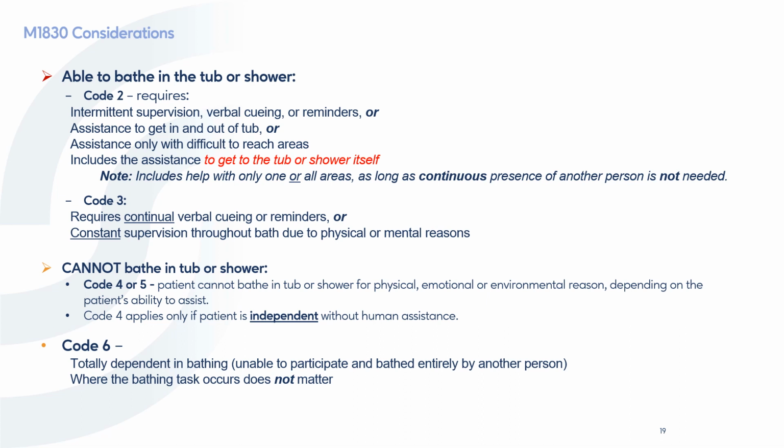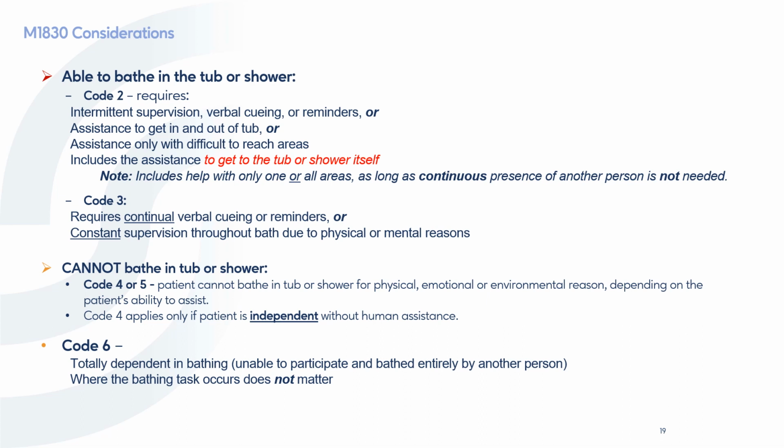Now, if they cannot bathe in the tub or shower, then you're looking at your code 4 or 5. Whatever the reason is, they're going to be code 4 or 5. Code 4 is used if they're independent in doing this. I like to call it a bird bath. If they're independent in the bird bath, they don't need a human.